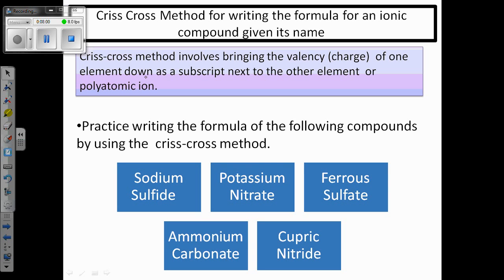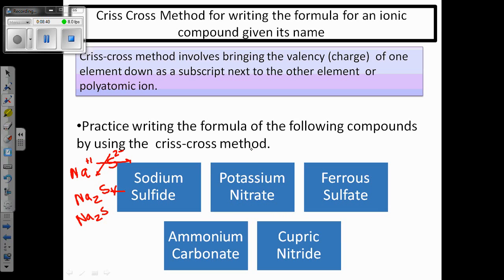The very basis of the crisscross method for writing the formula given the name is that the overall charge on an ionic compound is 0. So what you do is you write the formula of the cation. Sodium is Na with a +1 charge, sulfide is S with a 2 minus, and you crisscross it. You bring the 2 next to Na and 1 next to S. And we don't write ones in chem, so its formula is Na2S. This is called the crisscross method for writing the formula of an ionic compound.